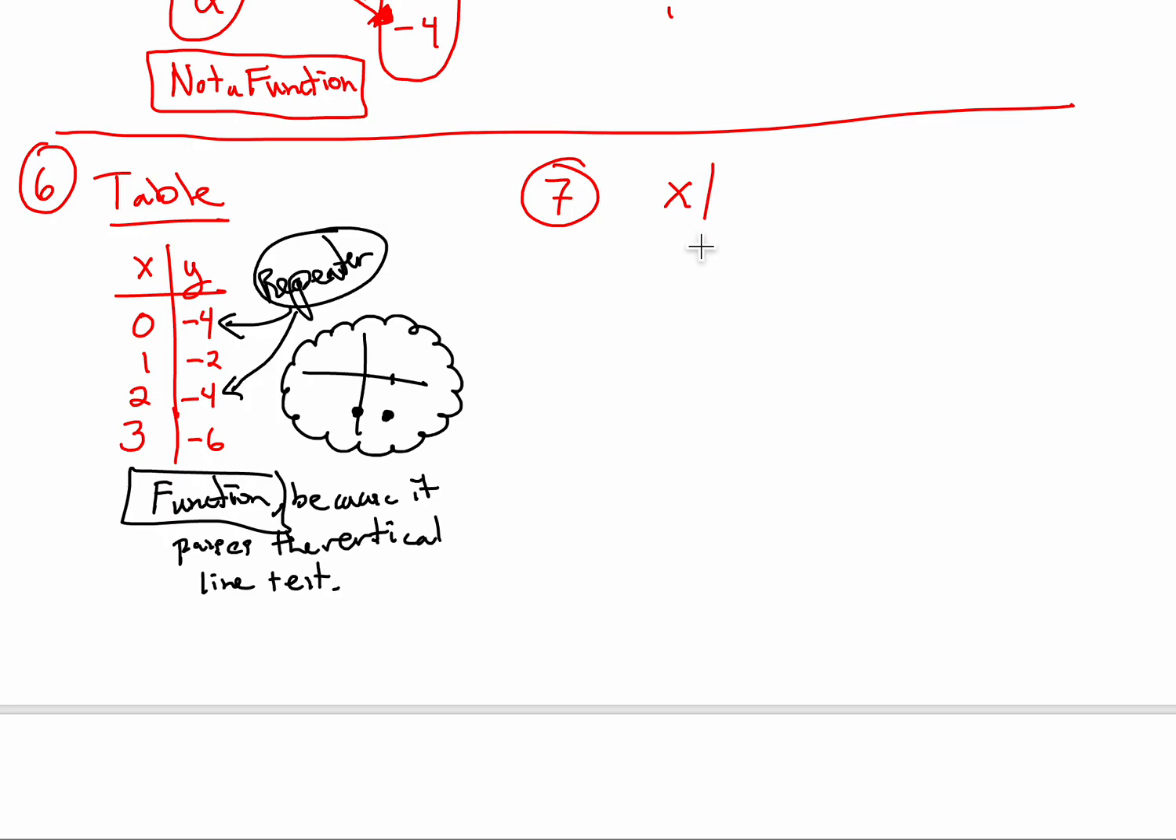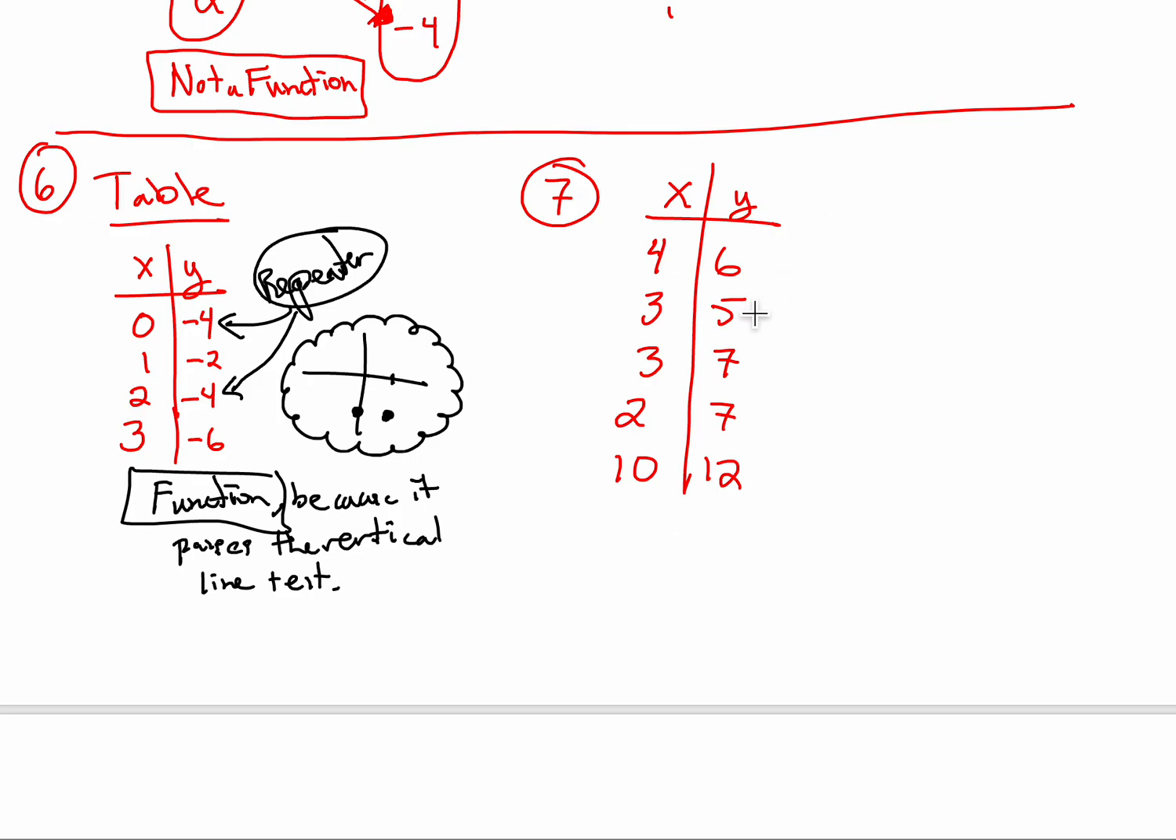So x, y, we'll do 4, 6, 3, 5, 3, 7, 2, 7, and 10, 12. Now, is it a function?